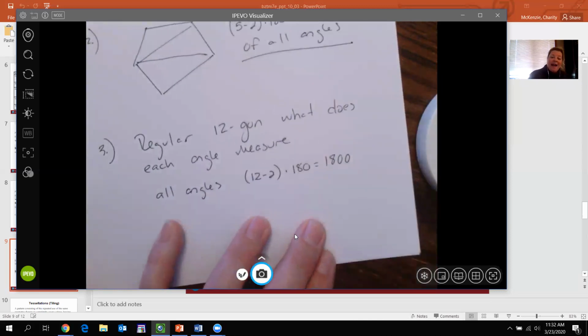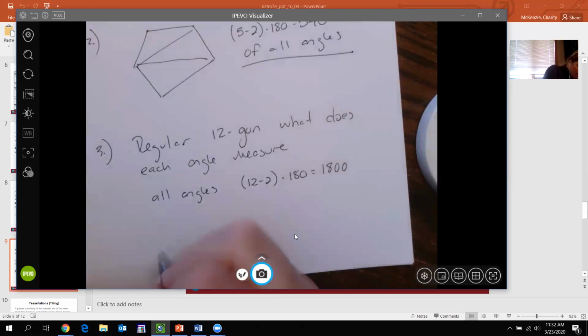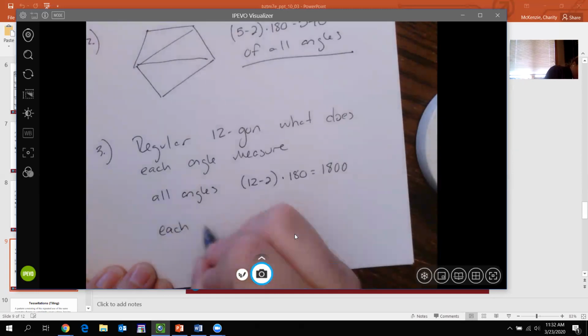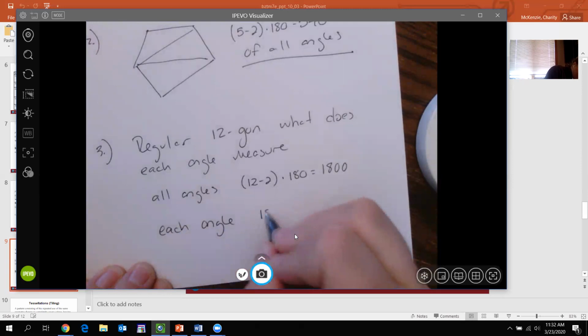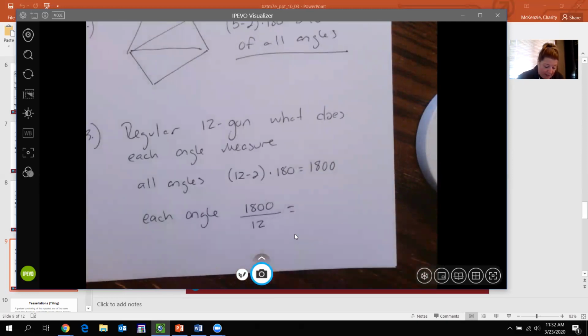Okay, then I know that if there's 12 sides, there's 12 angles, which you can look at all of your polygons and realize that. However many sides is how many angles you'll have. So if they're all equal and they all add to 1,800, then each angle will be that number that you get divided by the number of sides. So for this one, it's going to be the 1,800 divided by 12. So each angle is 150 degrees.